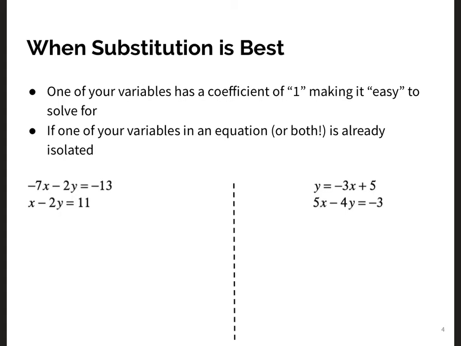Just like how when we were thinking about when elimination would be best, we want to think about what we're actually doing when we're substituting. That's where our characteristics for when substitution will be best come from, right? So the two characteristics we want to think about when substitution would be the easier method are if one of our variables has a coefficient of 1, which makes it easy to solve for, or if one of our variables in an equation, or both, is already isolated.